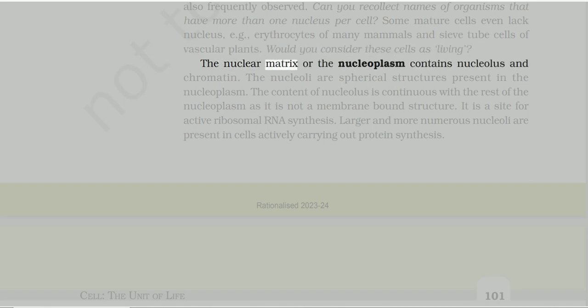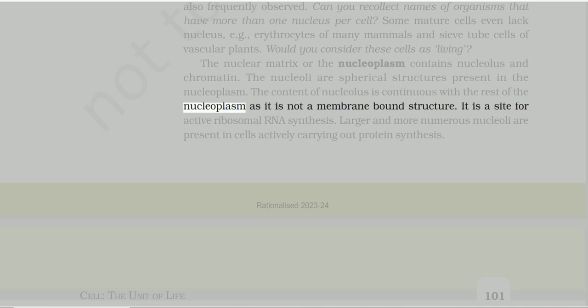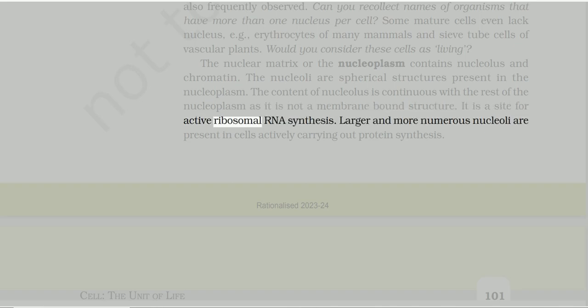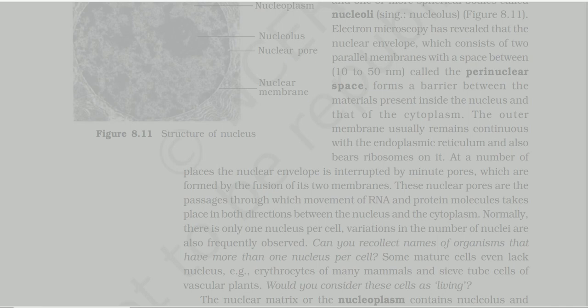The nuclear matrix or the nucleoplasm contains nucleolus and chromatin. The nucleoli are spherical structures present in the nucleoplasm. The content of nucleolus is continuous with the rest of the nucleoplasm as it is not a membrane-bound structure. It is a site for active ribosomal RNA synthesis. Larger and more numerous nucleoli are present in cells actively carrying out protein synthesis. Figure 8.11 Structure of nucleus, showing nucleoplasm, nucleolus, nuclear pore, nuclear membrane.